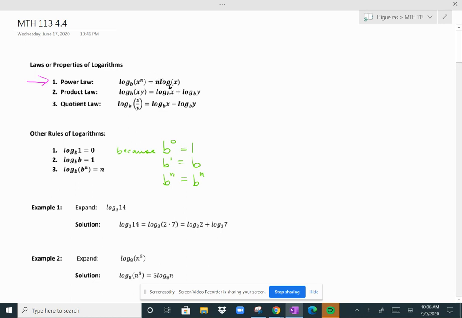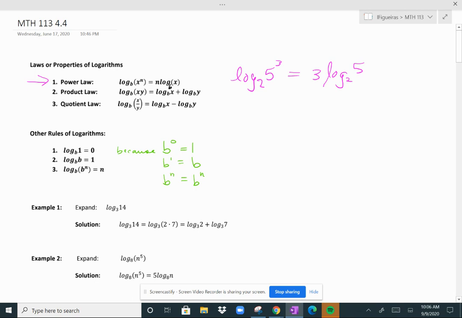So it doesn't just have to be x, it could be something like log base 2 of 5 to the third power. That is equivalent to 3 log base 2 of 5. So it doesn't just apply to variables.